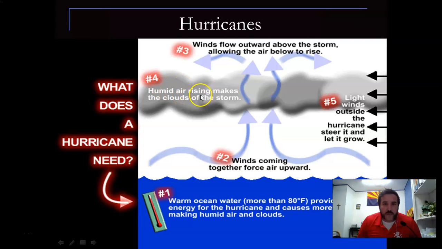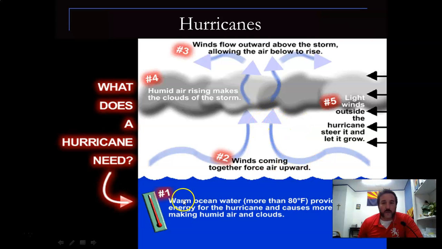The humid air rising makes the clouds of the storm. That's where you see that circle. If you notice what's going on, you got the warm air rising and going up and out. And then the clouds form. And then number 5, the light winds outside it kind of move it in that circular motion and also move it across the ocean. If you take any of these steps out, you're not going to have a hurricane.